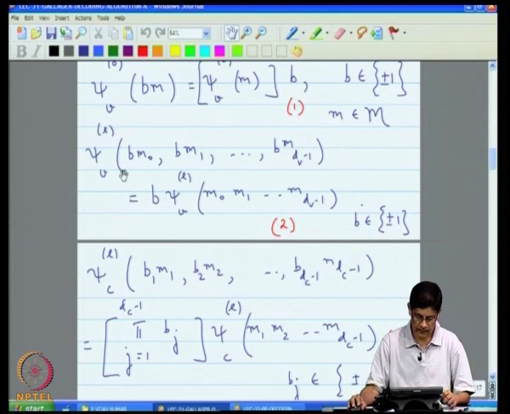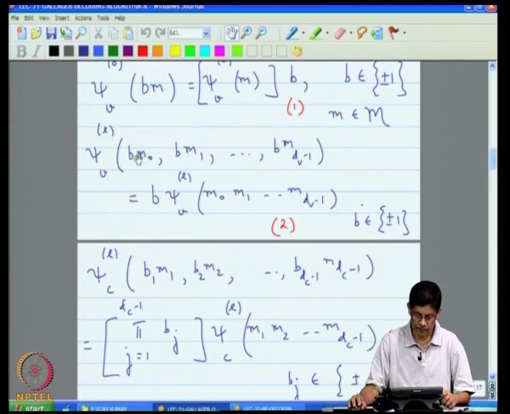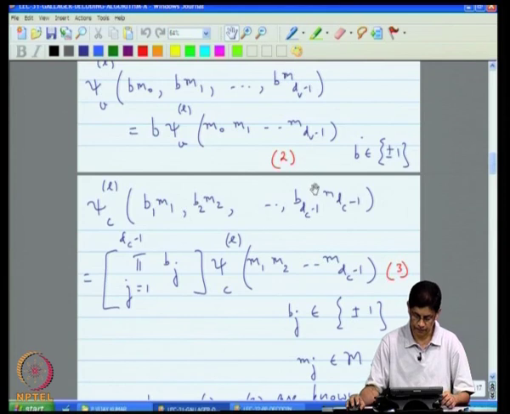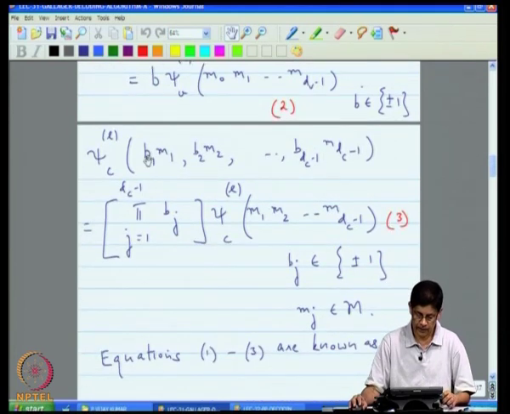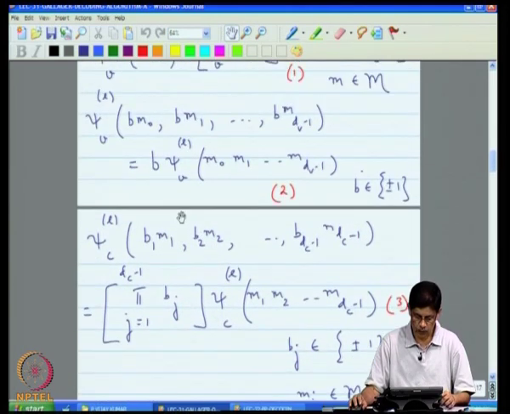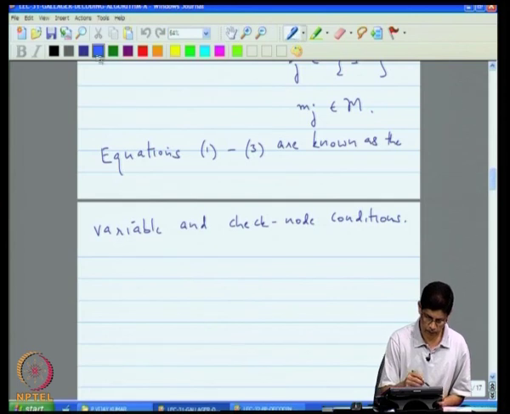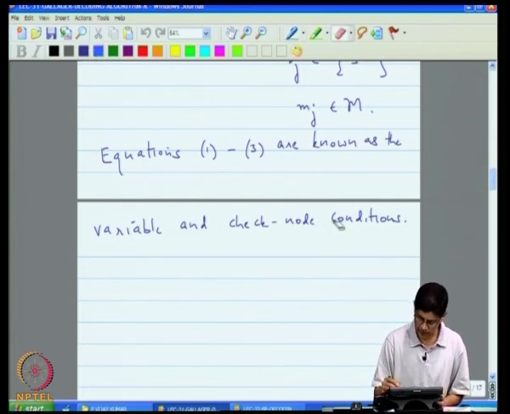Similarly, at a variable node, in the general case, if all the messages that are incoming, including the one incoming from the channel output, are all scaled by a factor B, then the output is also correspondingly scaled by the factor B. At a check node, if the incoming messages are scaled by different constants B_i, then the outgoing message is scaled by the product of these scale factors. These are known as the variable and check node symmetry conditions. I forgot to put that word in last time, so let me do that. Symmetry.